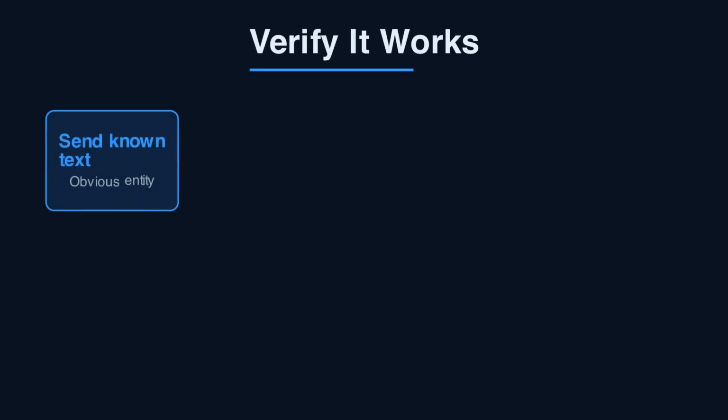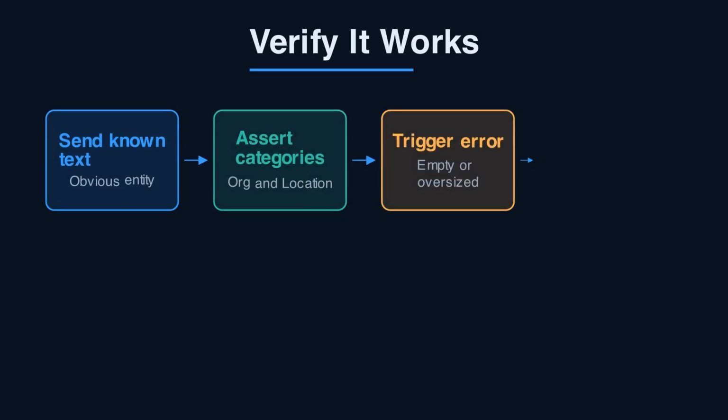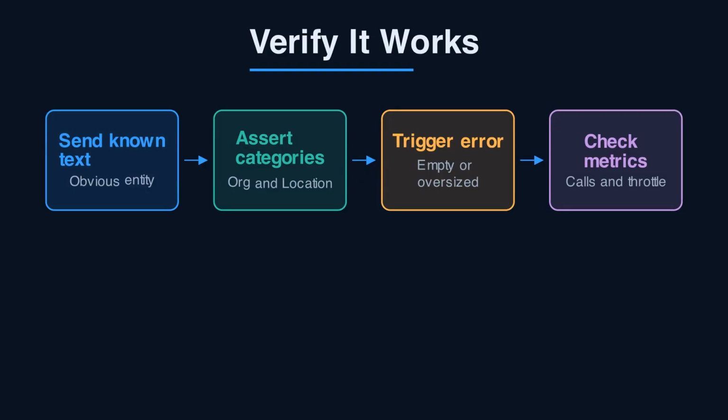Now confirm the whole thing runs. Send a known sentence with an obvious entity, like a company name and a city, and assert the categories come back as organization and location. Check that confidence scores look reasonable. Then test an error path. Send an empty or oversized document and confirm your is-error handling catches it instead of crashing. Finally, watch the metrics blade on the resource to see successful calls and any throttling. If entities, key phrases, and clean error handling all light up, your pipeline is solid.